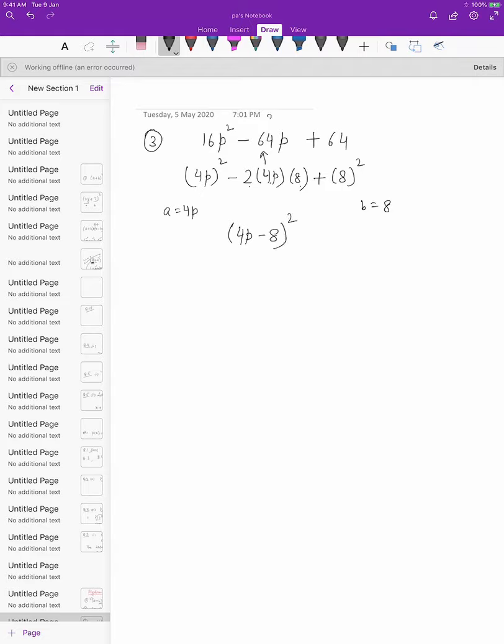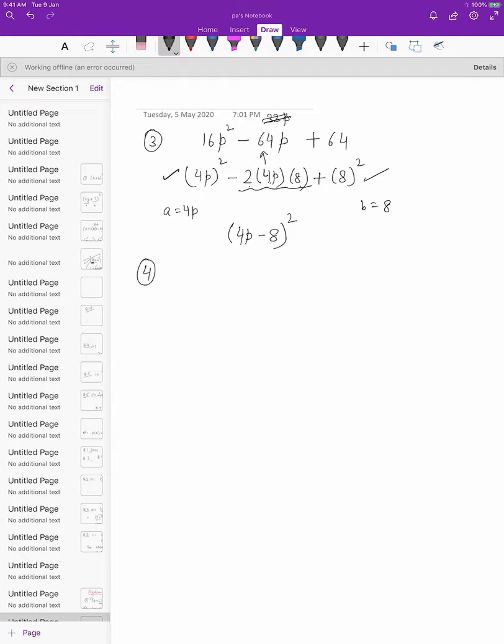Had I written here 32p, then you would not have used the identity a minus b whole square, because even though you have a square plus b square in the expression, the middle term was not exactly following the pattern of 2ab. Hence, you would not have used the identity in that case. But right now I have corrected it. I have made it 64p. So you can use the identity a minus b whole square.